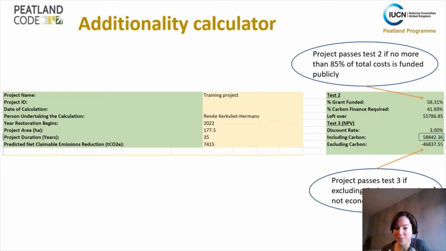For the purpose of this training, I've just added another line in here, which I've called left over. So this project, after they've paid for the cost, has just under £56,000 left over as income for this project.